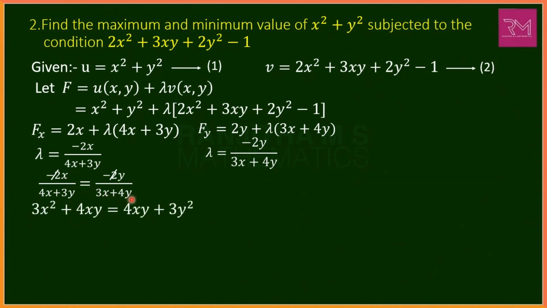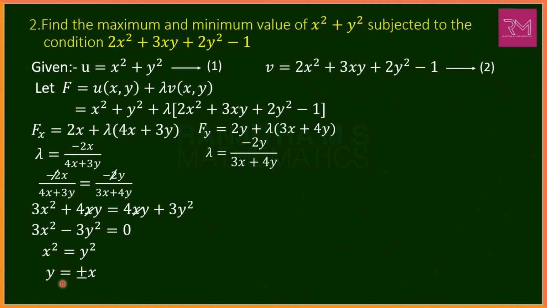into 3x plus 4y is 3x square plus 4xy, which is equal to here 4x plus 3y into y is 4xy plus 3y square. Here 4xy gets cancelled. The remaining is 3x square minus 3y square, which is equal to 0. Or we can take it as x square is equal to y square, that is 3x square is equal to 3y square. Here 3 gets cancelled, hence we get x square is equal to y square.